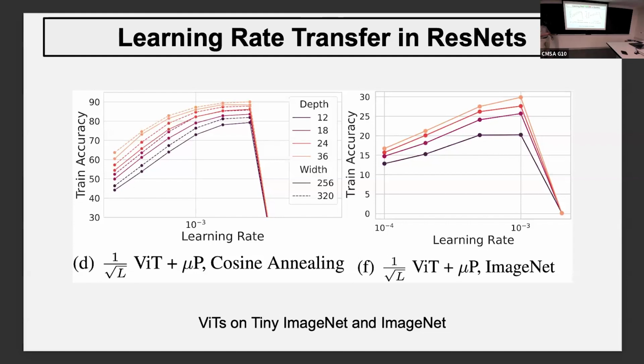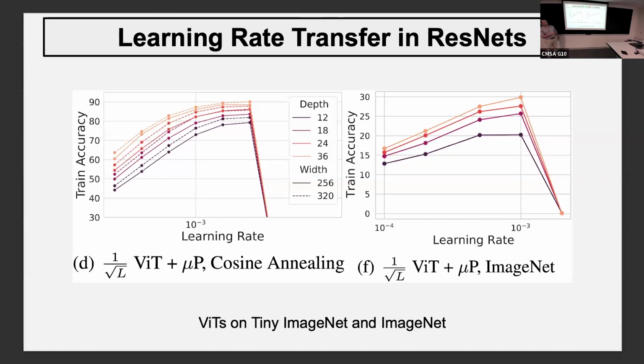And the point I want to make is that although the models are very different and the theorem doesn't exactly apply, we were very pleased. We got very good hyperparameter transfer for the learning rate, both for tiny ImageNet here and for ImageNet over here. And we didn't run so many experiments here because it's pretty expensive to filter over all these learning rates. But it's not too bad.